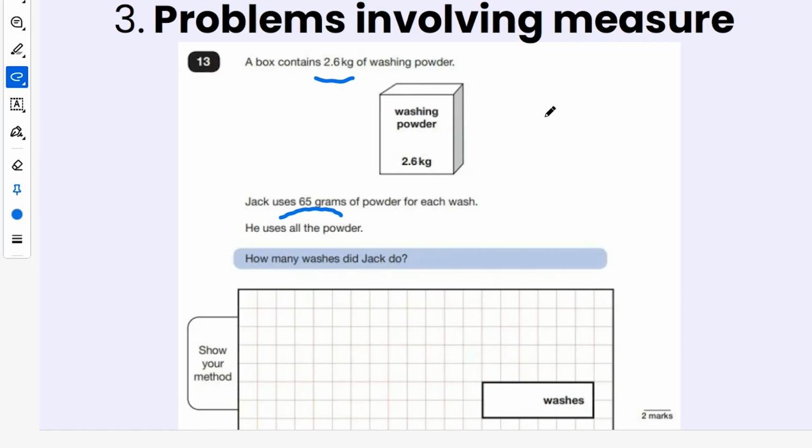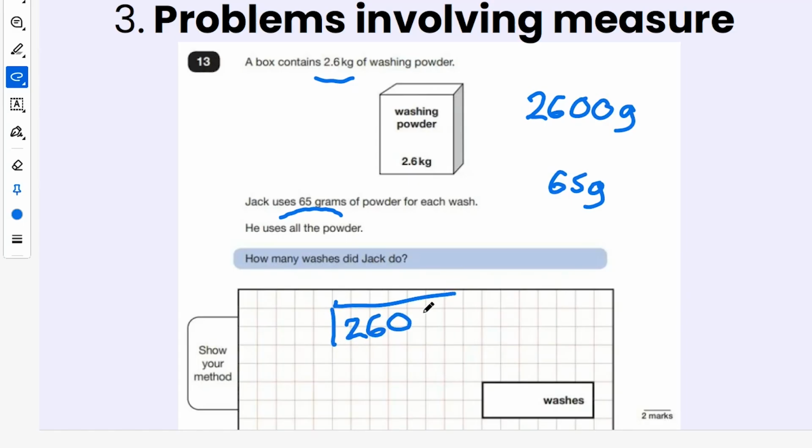So we know that 2.6 kilograms is 2,600 grams, and he uses 65 grams a wash. Now, how many washes did he do? This is actually going to involve some long division. So it's actually 2,600 divided by 65. And you'd have to make jottings and work it out.